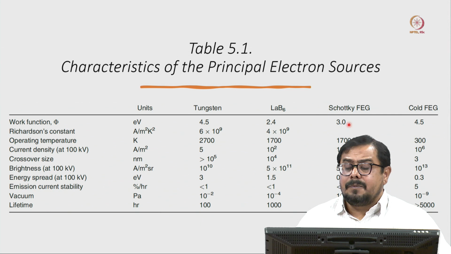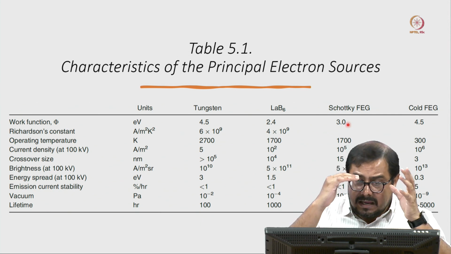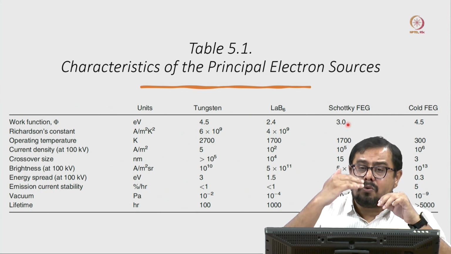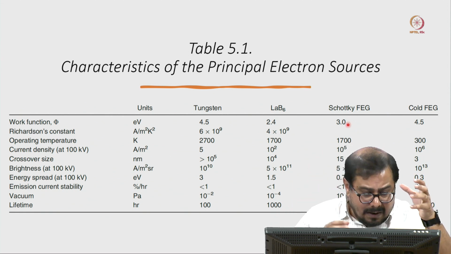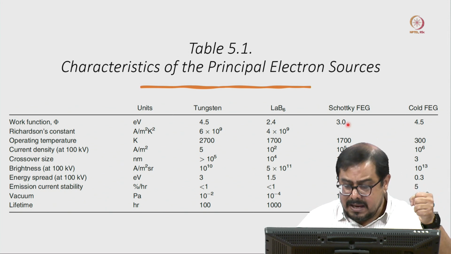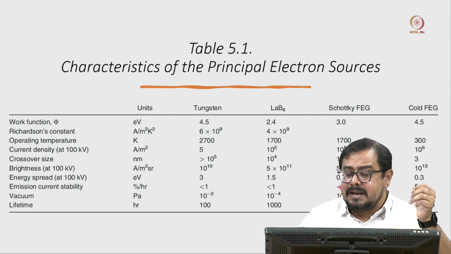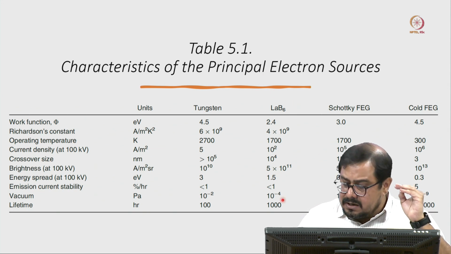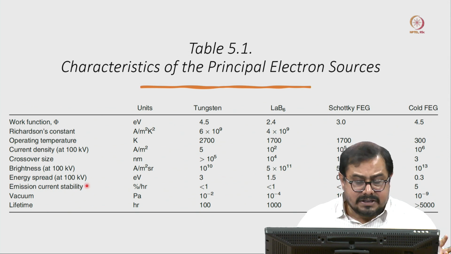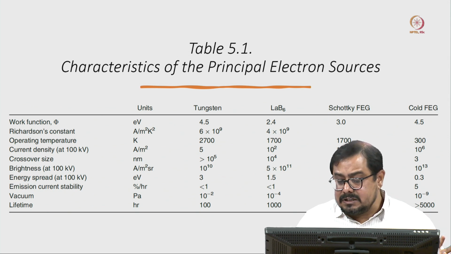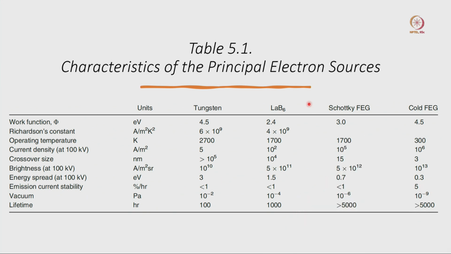So the Schottky FEG, as I mentioned, the tungsten filament is coated with zirconium oxide and it reduces the work function and helps to extract the electron properly, and the brightness is much better than the LaB6 filament, and that is one of the reasons. As well as the energy spread is better, and that is the reason we focus on either the Schottky filament or cold FEG for our cryo imaging.